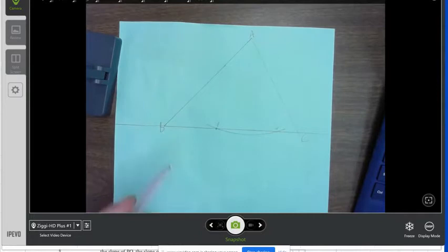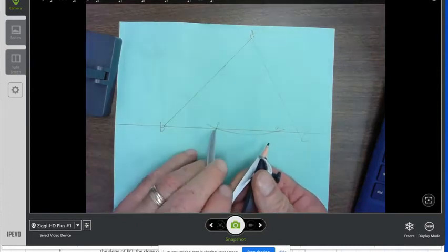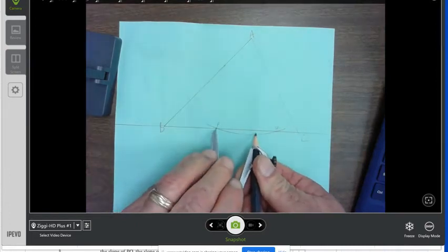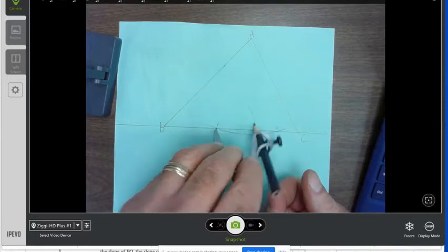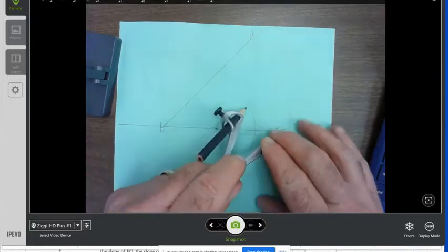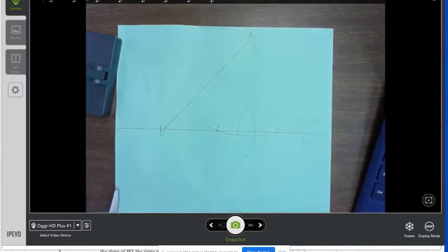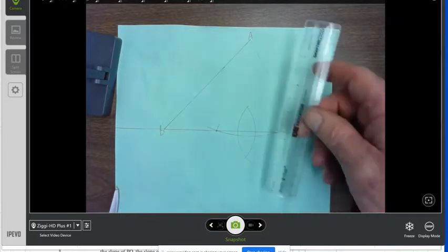Okay, now what I'm going to do is construct the perpendicular bisector of PQ. So if I do the perpendicular bisector of PQ, it should go right through point A.